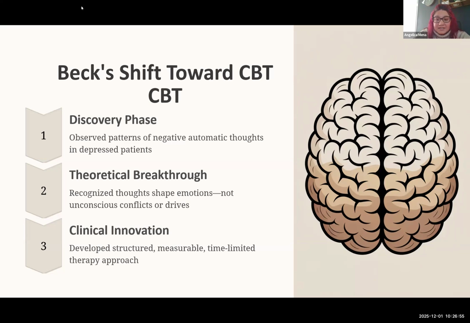He discovered that automatic thoughts, which are really quick, reflexive thoughts that are pessimistic, you don't even realize that you're having these thoughts, and they just occur automatically, so quickly. And from his perspective, these are really influencing negative pathologies. He recognized that thoughts shape emotions. He thought that exploring unconscious drives and conflicts wasn't necessary, that you could just change the thoughts and then the emotions would also change. And so he developed his more structured, measurable therapeutic approach called CBT, cognitive behavioral therapy.